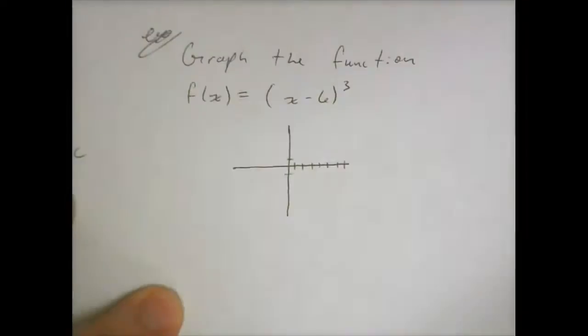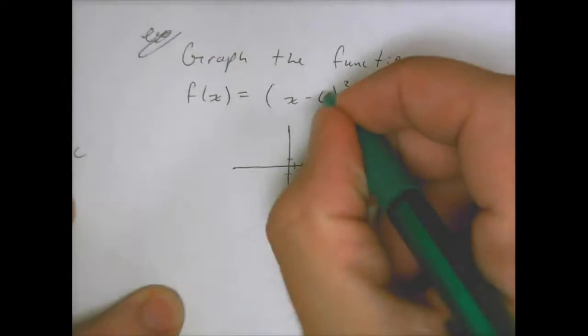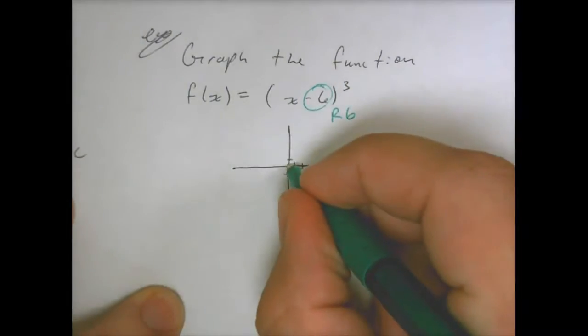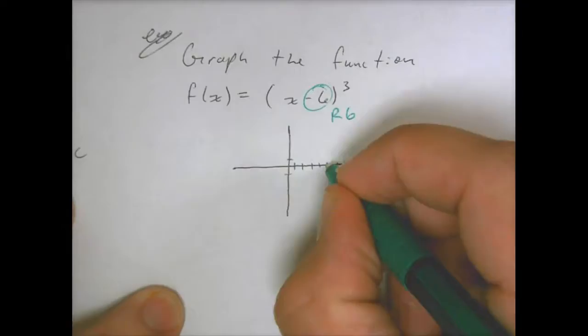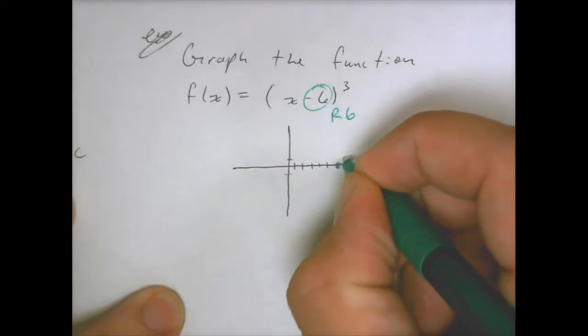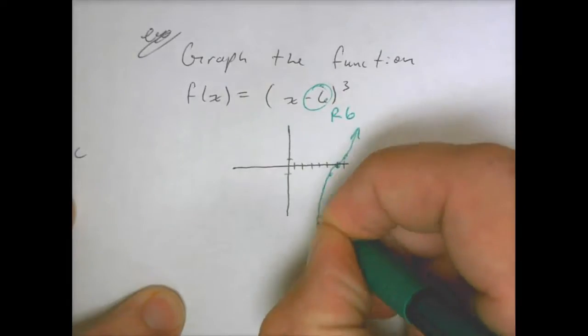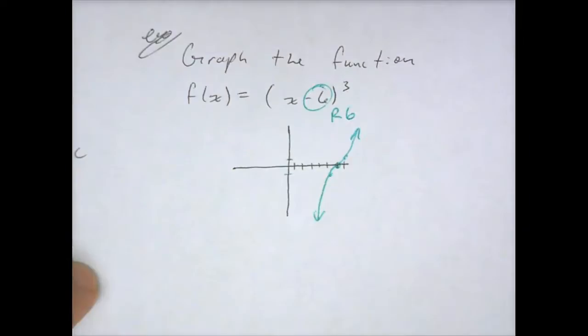Okay, so this is your cubic function. Don't forget that this is inside with the x, so this is going to move everything to the right 6. So 1, 2, 3, 4, 5, 6, and then over 1, up 1, and there would be a graph.